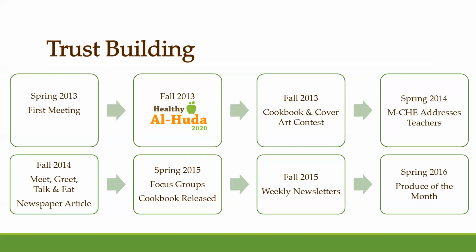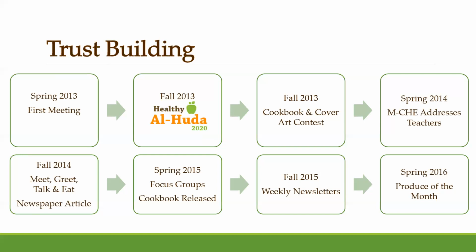We met with the teachers. We hosted an event with the parent-teacher-student group that they planned and coordinated. So again, that shared decision-making and responsibility. We sampled recipes from the cookbook, and from there we were able to get a newspaper article. And then, now in spring 2015, this is when we actually started the community engaged research.